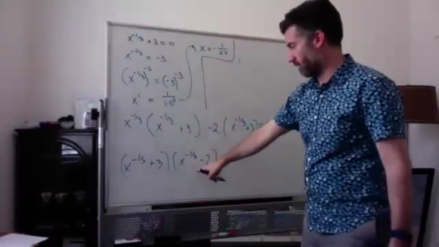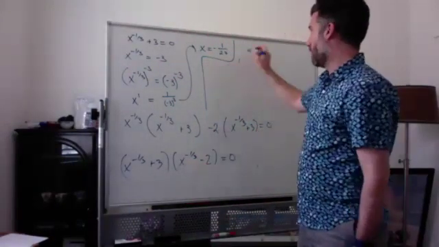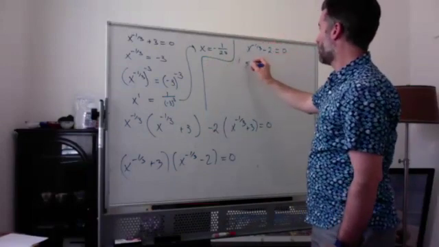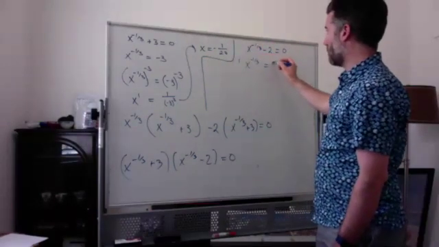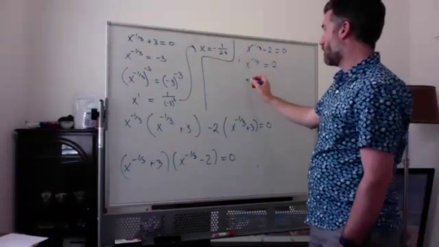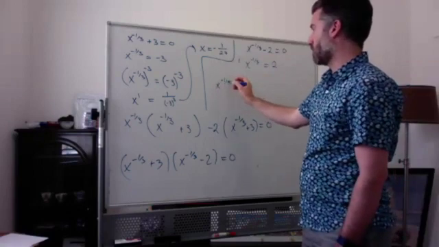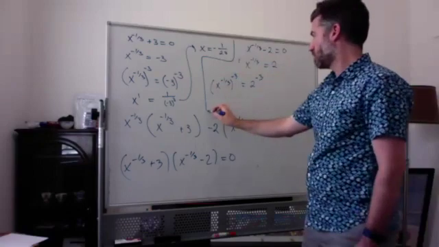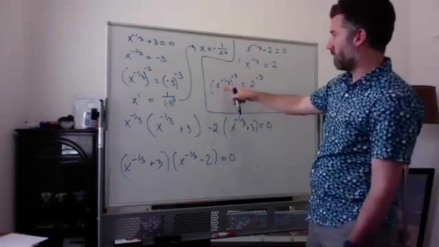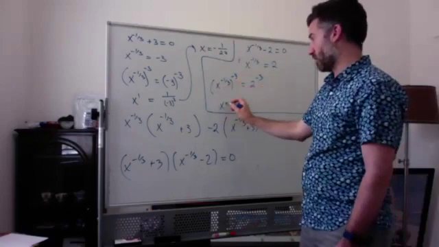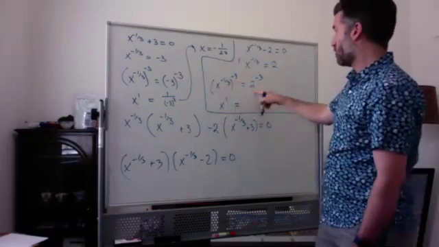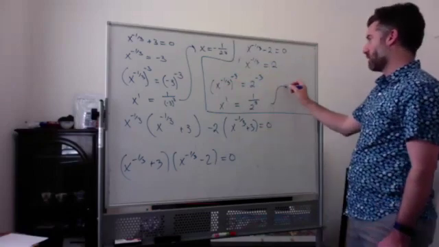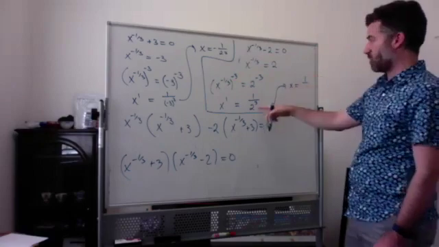And then we do the same thing for this. We would set x to the negative 1/3 minus 2 equals 0. x to the negative 1/3 equals positive 2. Do the negative third power to both sides. x to the negative 1/3 to the negative third is just x to the positive 1. And 2 to the negative third is 1 over 2 to the positive third. So then we get x equal to 1 over 2 cubed, which is 1 over 8.